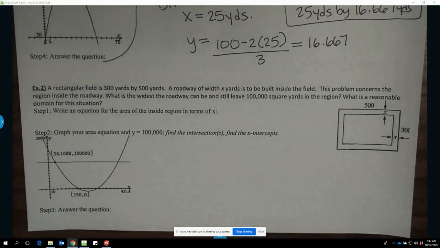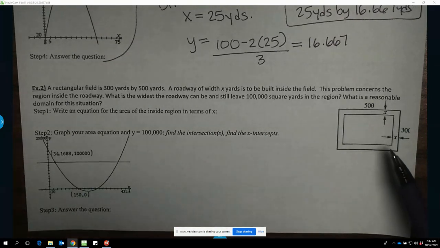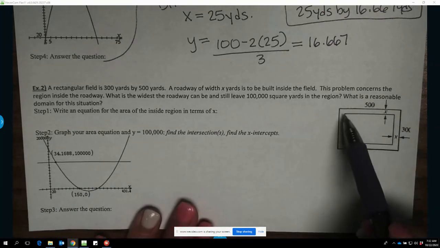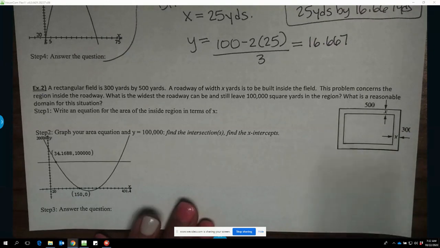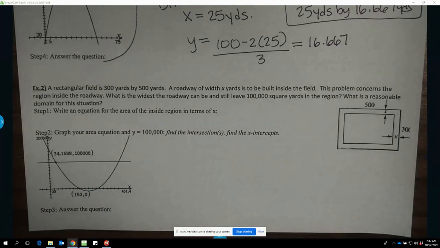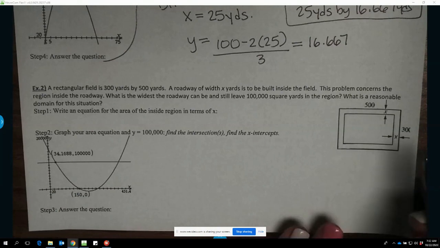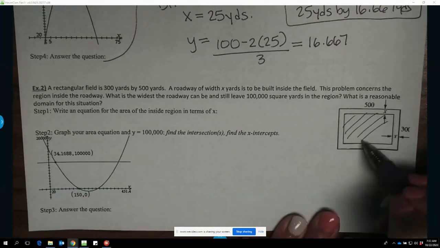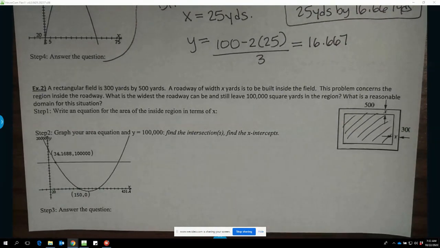Okay, number 2, a rectangular field is 300 yards by 500 yards. So here's the picture. A roadway of width X yards is being built inside of the field. So this thing right here is the roadway, the little border. The problem concerns the region inside the roadway. So we're talking about this smaller rectangle inside. That's what this problem is about.